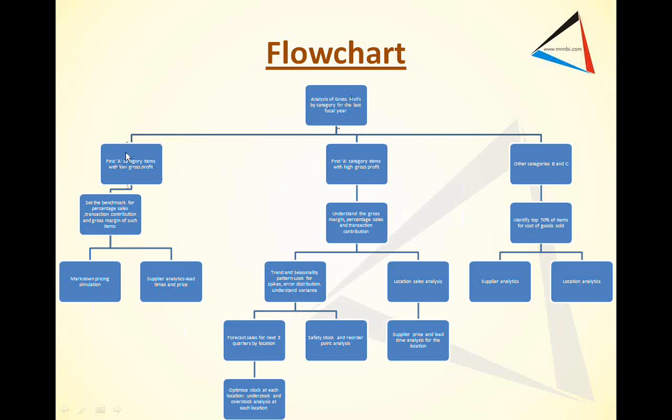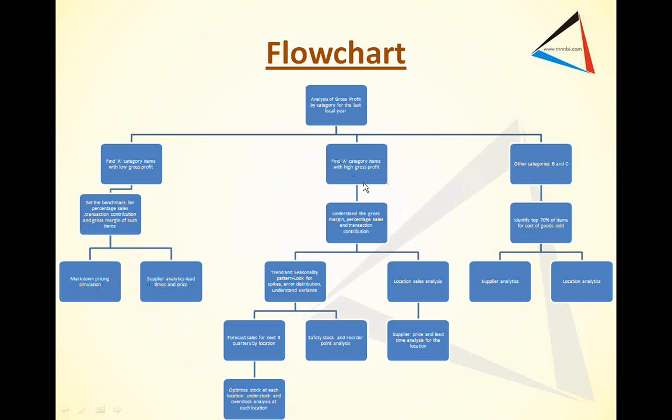We find out those category A items with a low gross profit, high, and other category items in B and C. Now, for those in the A category, we would set a benchmark for percentage sales, transaction contribution, and gross margin for these items, and then we will approach with markdown pricing and supplier analytics.